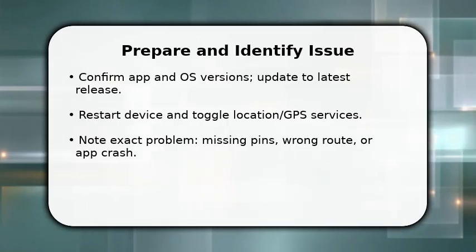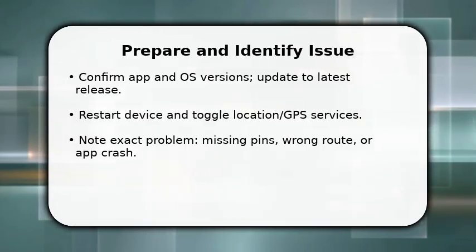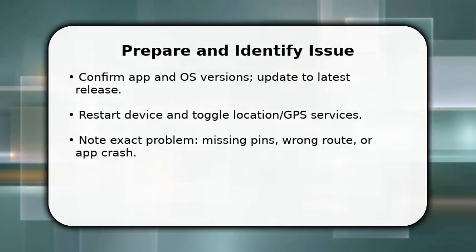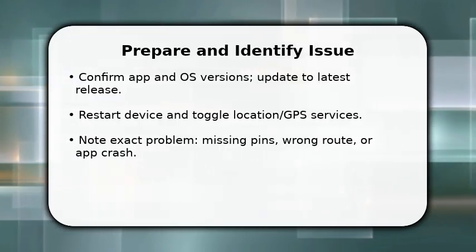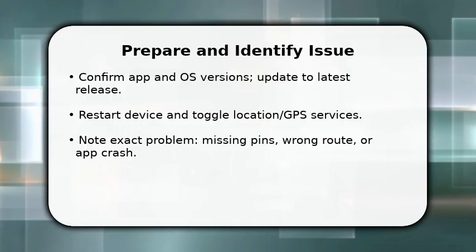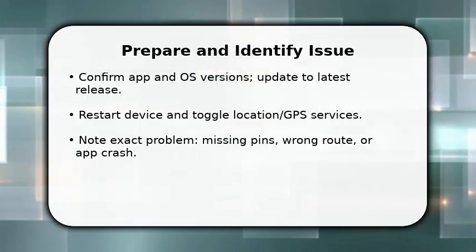You start by pinpointing the problem and ensuring prerequisites are current. Check Google Maps app version and your phone's OS. Update both if outdated. Restart the device to clear transient bugs, then toggle location and GPS to reset permissions. Once done, reproduce the error and take notes.